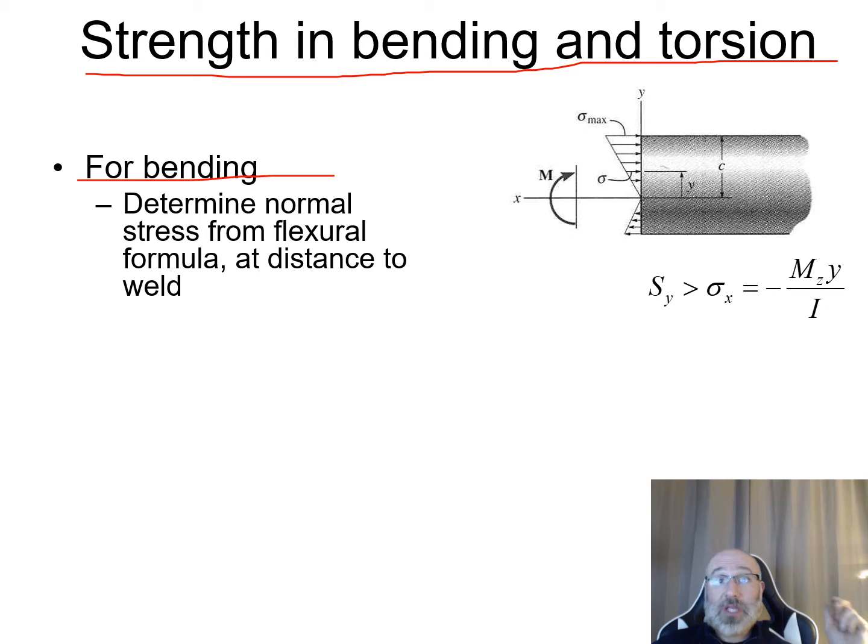So we can come over here and we can say that our yield strength is going to be greater than our sigma sub x, which is equal to our Mz, there's our moment right there, times our y, this is our y distance right here, all over our I value, our moment of inertia.